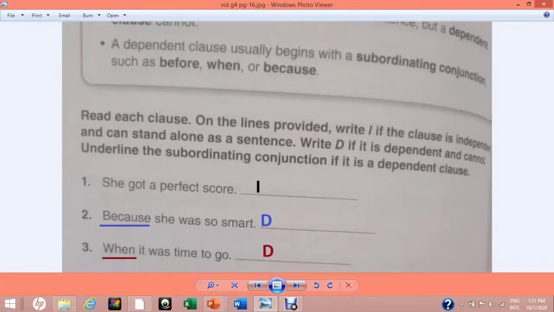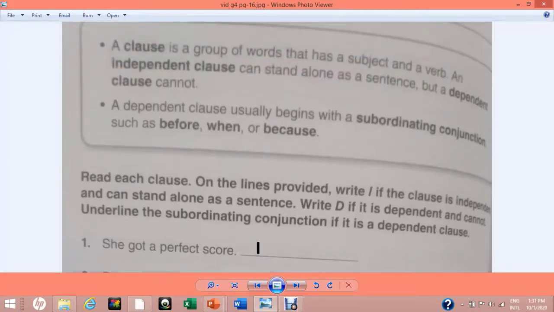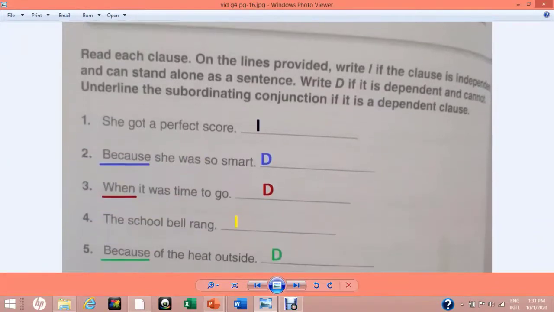Now this is a question statement. Read each clause on the lines provided. Write I if the clause is independent and can stand alone as a sentence. Write D if it is dependent and cannot. Underline the subordinating conjunction if it is a dependent clause. If the clause has one of the subordinating conjunctions, you will declare it a dependent one. Otherwise, it will be an independent clause. And an independent clause is actually a complete independent sentence.